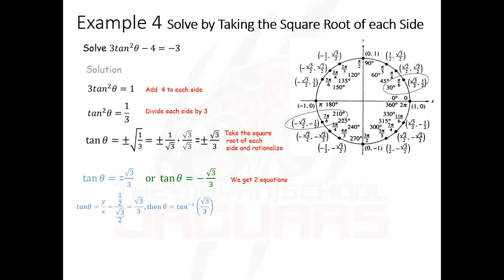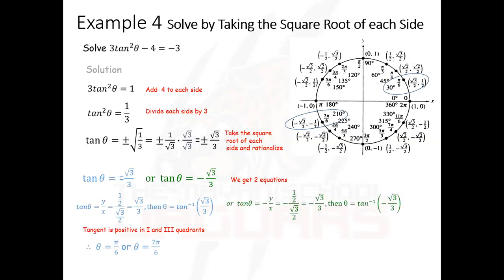Therefore, the angle that is associated with this one is the angle 30 degrees in the first quadrant and the angle 7 pi over 6 in the third quadrant. Remember, since tangent of theta equals square root of 3 over 3, it means that it's positive. The tangent is positive in the first and in the third quadrant. Therefore, the angles that we're looking for in this case were theta equals pi over 6 or theta equals 7 pi over 6.